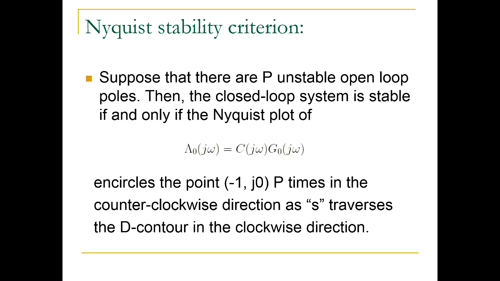I want you to digest this. I give you the number of unstable open loop poles. I give you the frequency response or Nyquist plot of lambda 0. Then I see how many times lambda 0 encircles the critical point. If the number of encirclements in the counterclockwise direction is the same as the number of unstable poles of the open loop transfer function, the closed loop system is stable. If this is not the case, the closed loop system is unstable.